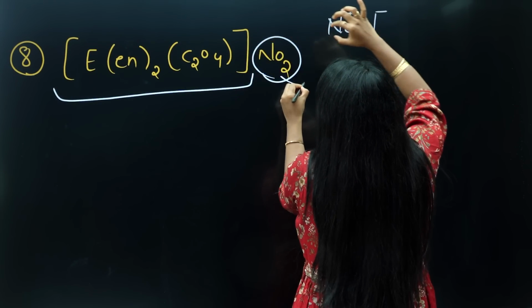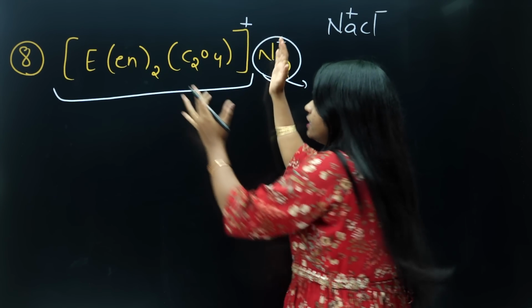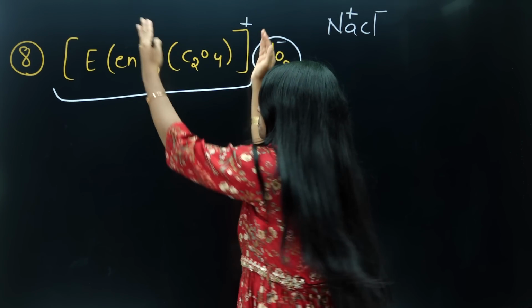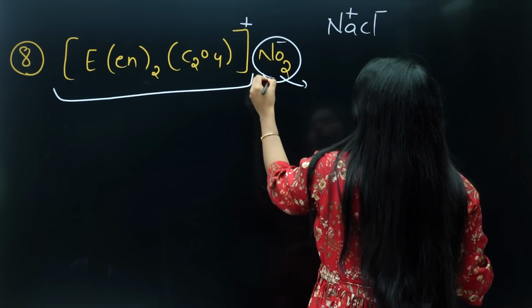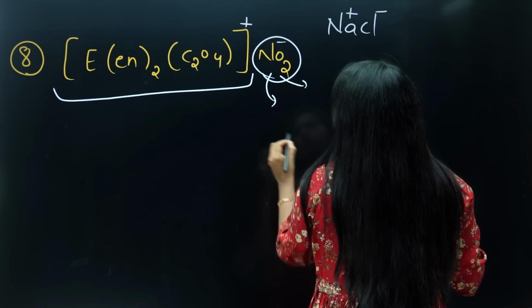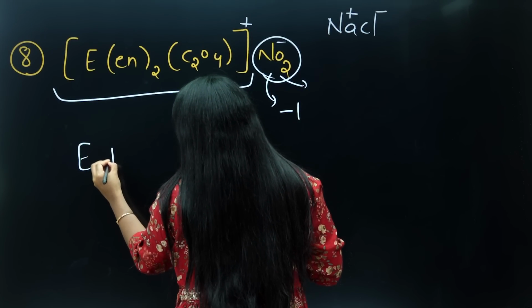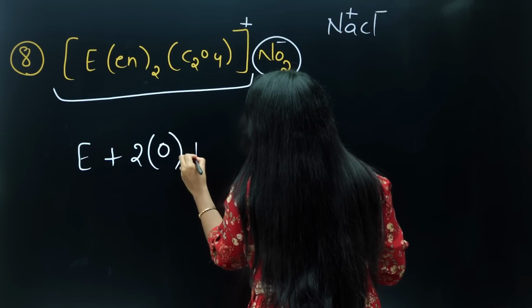So this will be NO2 minus, and this complex is having a positive charge. That's it. How did I solve it? First part is the cation part, second part is the anion part. So in this complex, while finding the oxidation number, you have to substitute -1 for this. So that element plus 2 into each ethylene diamine is 0 oxidation state.